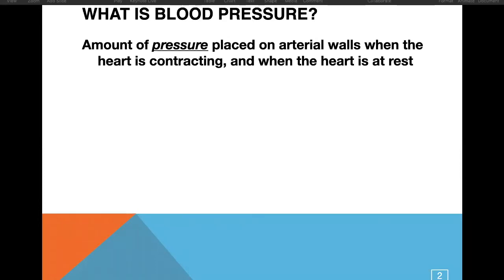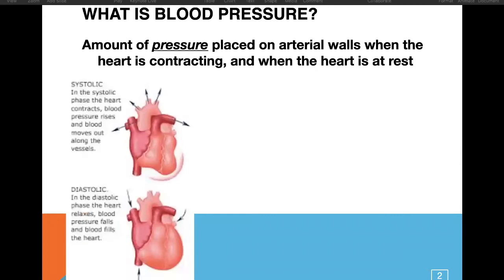Blood pressure is the amount of pressure placed on arterial walls when the heart is contracting or at work, and when the heart is relaxed or at rest. The terminology we use for the heart contracting or working is systolic. So the systolic phase of blood pressure is when the heart contracts and blood moves out of the heart and into the arteries and vessels with pressure behind it from that muscular contraction.